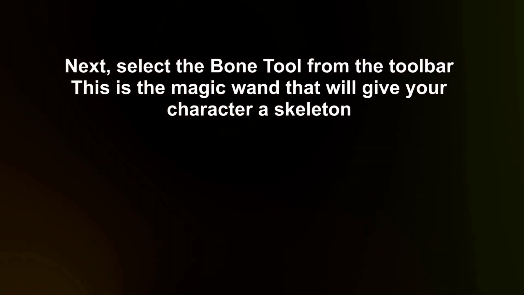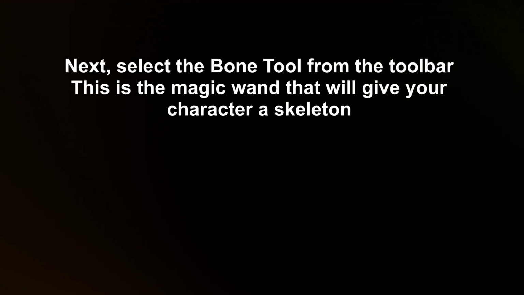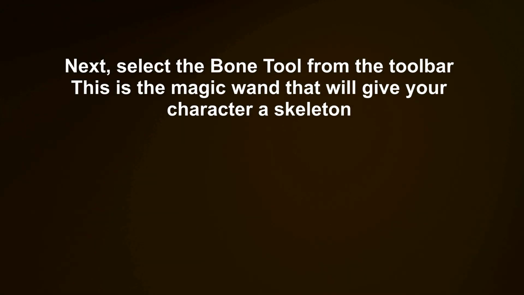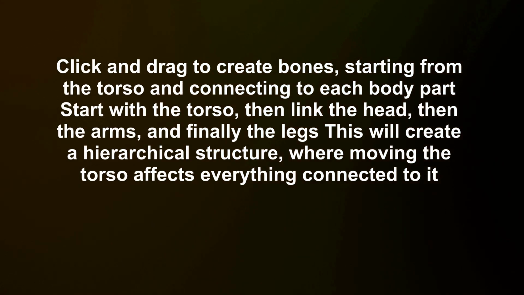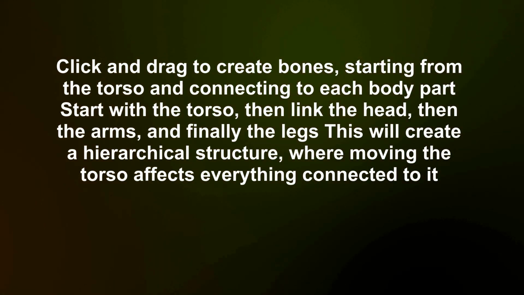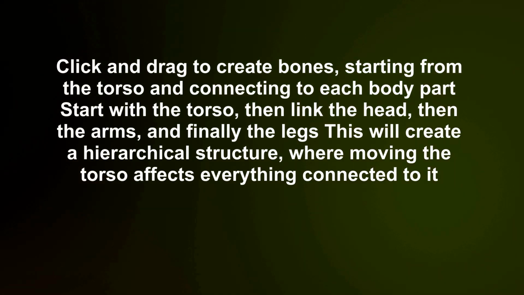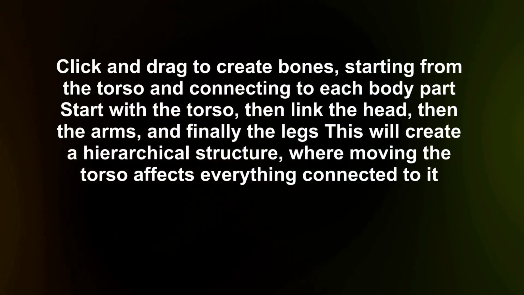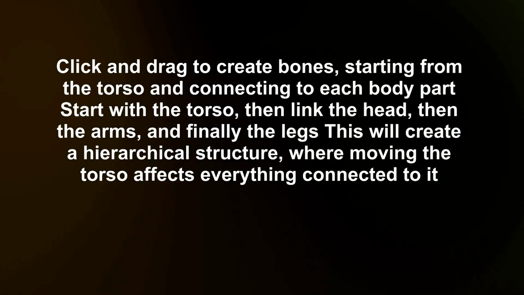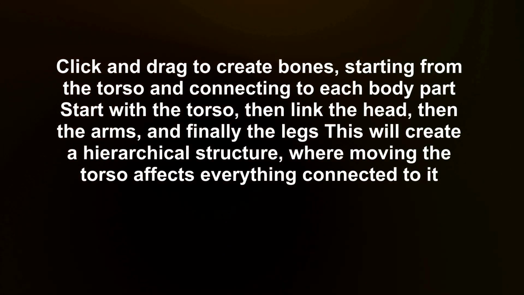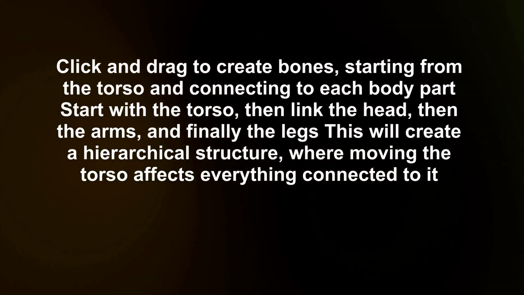Next, select the bone tool from the toolbar. This is the magic wand that will give your character a skeleton. Click and drag to create bones, starting from the torso and connecting to each body part. Start with the torso, then link the head, then the arms, and finally the legs. This will create a hierarchical structure, where moving the torso affects everything connected to it.